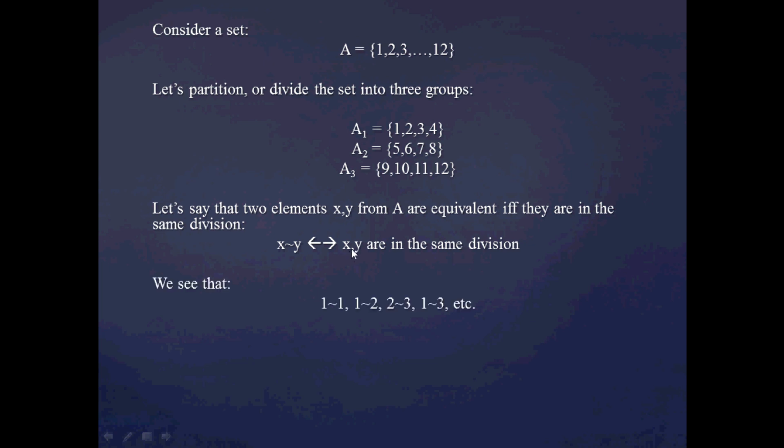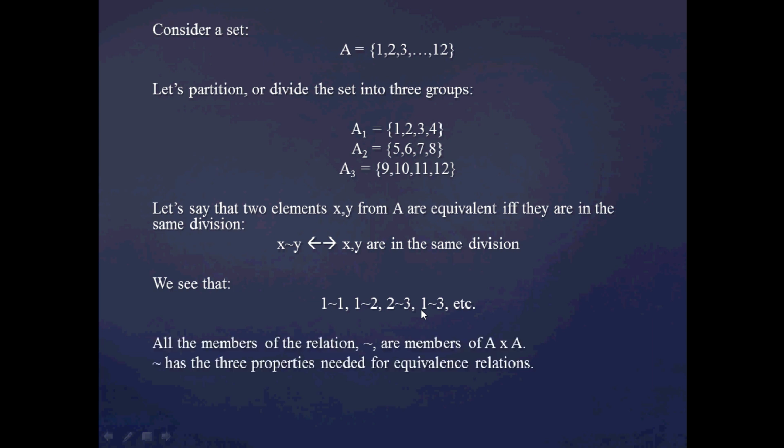So from that definition, what I can see is that 1 is in the same division as 1. There's 1 right there in A1, and 1 is indeed in A1. So 1 is equivalent to 1. 1 is equivalent to 2, because 1 and 2 are both in A1. And going further, 2 is equivalent to 3, and 1 is equivalent to 3, and so on. You can see there's a bunch of relations going on here if I say this is what I mean by equivalent.